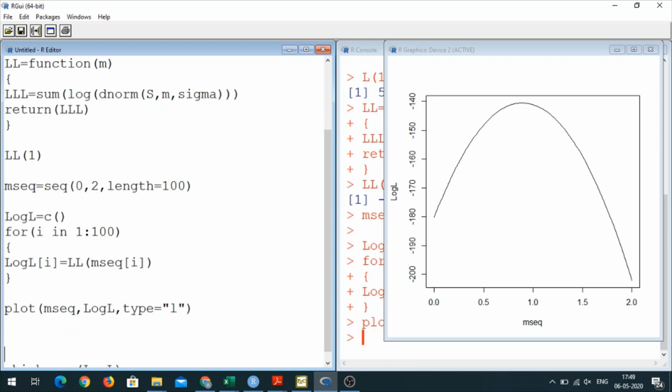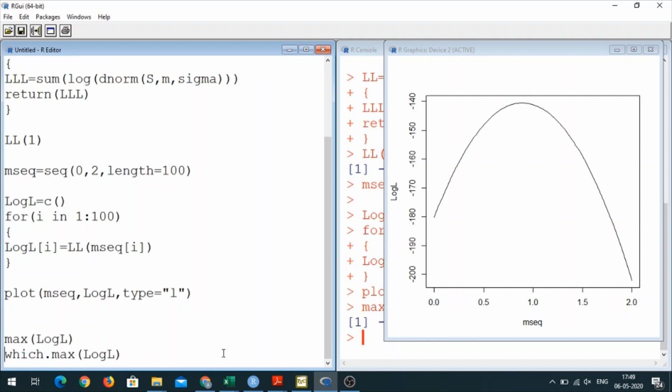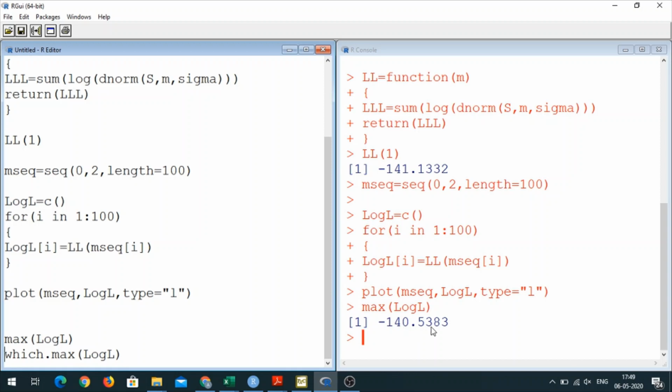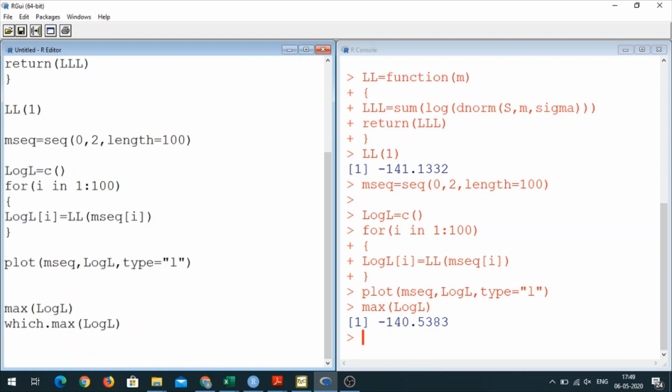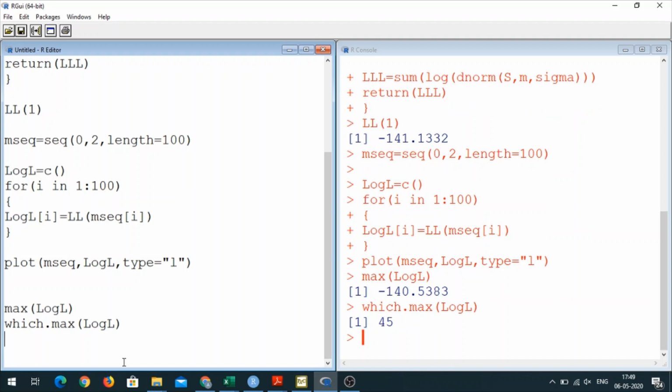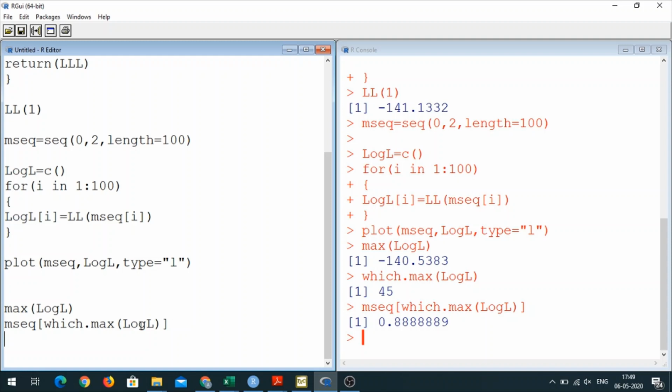Okay, let me show you both the things. Simply max of logL would give me the maximum possible value of the likelihood, which in this case is minus 140 point something. But I am interested in which mu gives me the maximum log likelihood. So if I run this, I'll get the position, and I want to see the mu, so we will say this. Okay, so in the mu sequence at the 45th position, whichever mu is there, that is giving me the maximum value of the likelihood. So it turns out to be 0.8889.